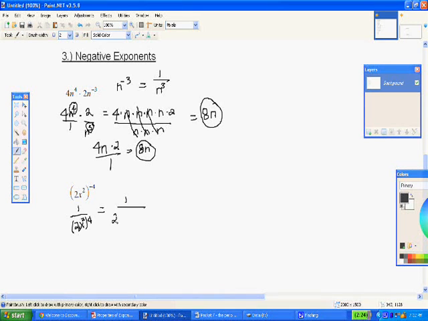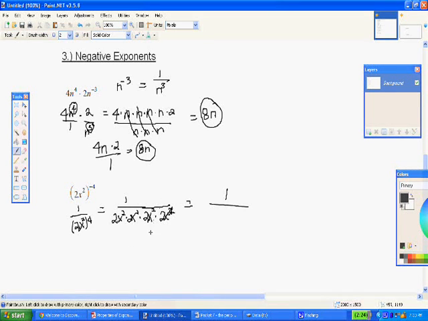So this is also like saying 2x squared times 2x squared times 2x squared times 2x squared. Oops, that's a square, not a 4. And you do it 4 times because there's the 4 on the exponent. Okay? So now I'm going to further simplify this.